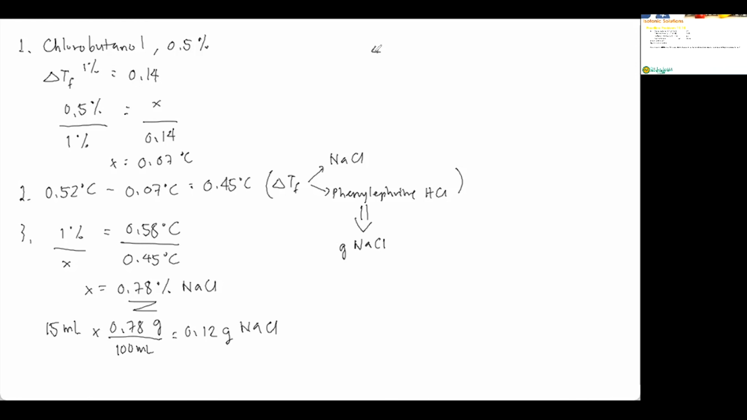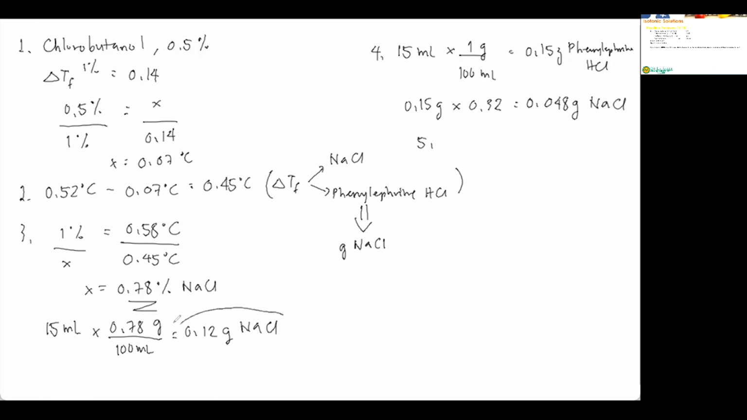Next, step number 4. We determine the amount of phenylephrine hydrochloride present in the 15 ml solution, and that is 1% or 1 gram per 100 ml. And this will be equal to 0.15 gram of phenylephrine hydrochloride. Now we make use of the E value of phenylephrine hydrochloride that is stated in the problem to determine the number of grams of sodium chloride represented by the quantity of phenylephrine hydrochloride. So once again, we simply multiply the E value of phenylephrine hydrochloride by 0.15 gram to determine the number of grams of sodium chloride represented by that quantity of phenylephrine hydrochloride. And that amount is 0.48 gram sodium chloride.